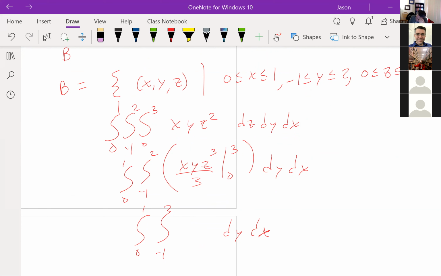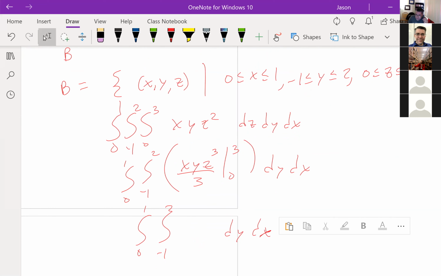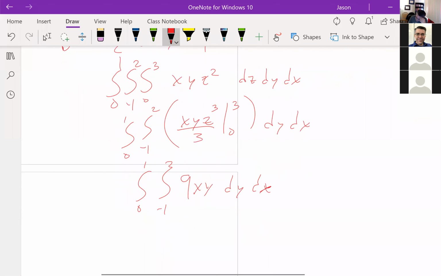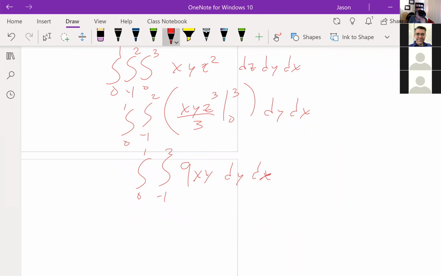Okay, sorry about that. So plug in the 3, this becomes 9xy, right? Plug in the 3, plug in the 0. Now let's integrate with respect to y. So this becomes 9 halves xy squared, evaluated from -1 to 2, from 0 to 1 dx.